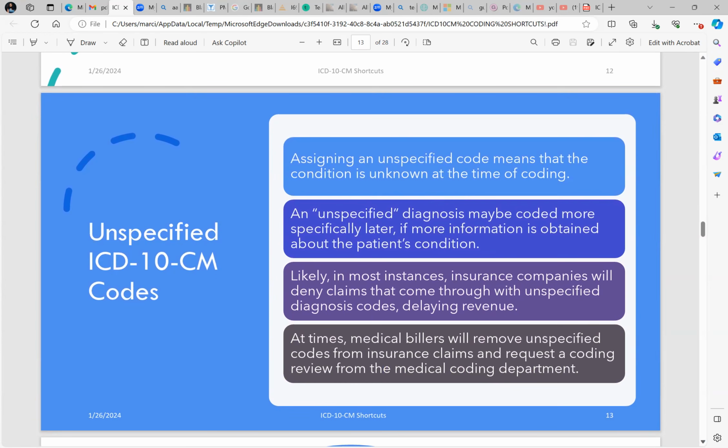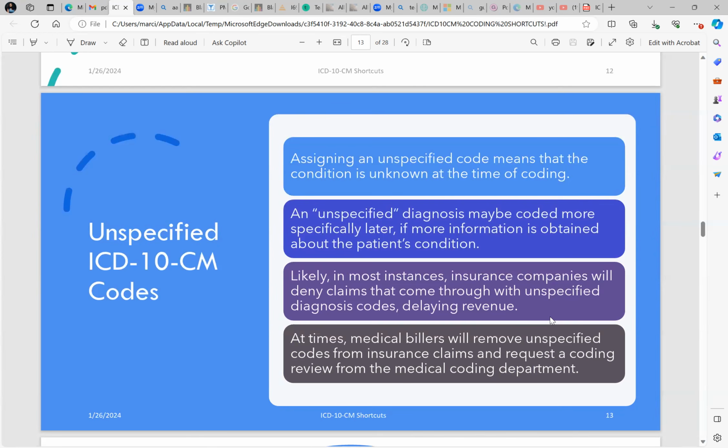Sometimes we have the option to query the provider to ask them for further specification, and sometimes we have to code what we have. So if it is not documented in the medical record, then it will go down as unspecified. An unspecified diagnosis may be coded more specifically later if more information is obtained about the patient's condition.